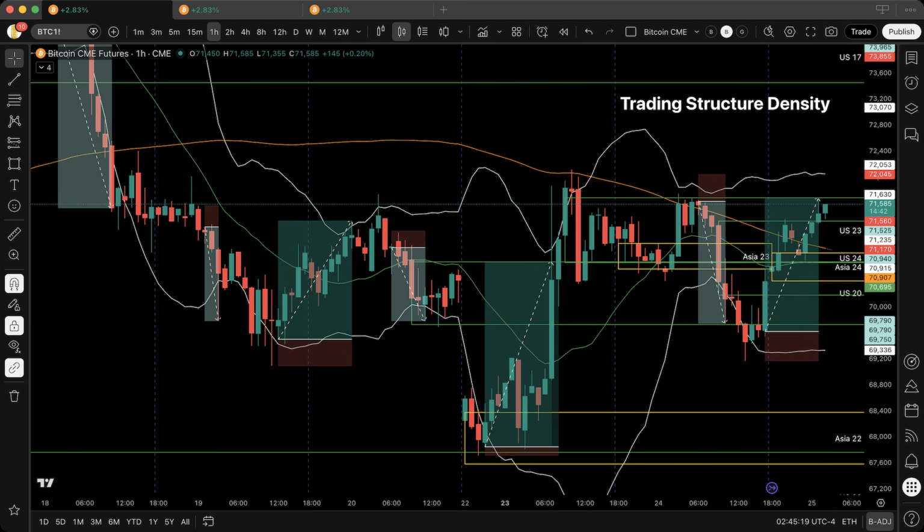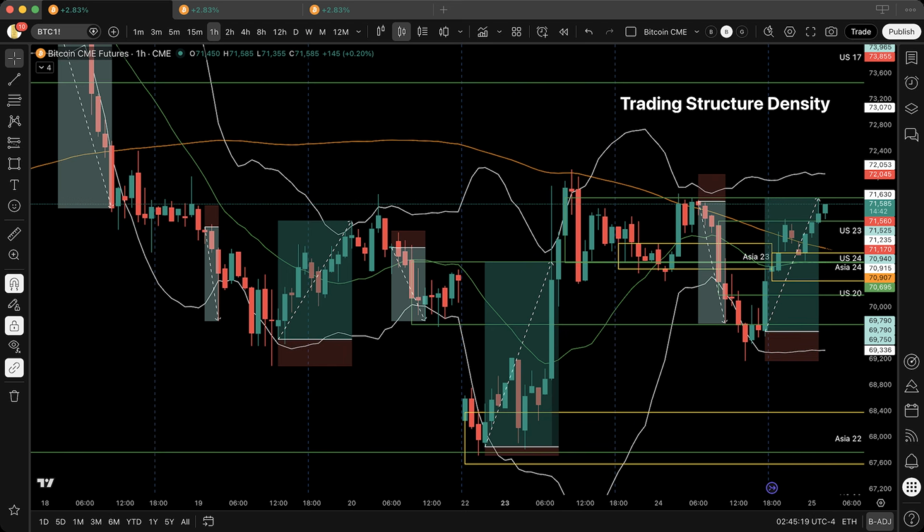Second scenario. Price fails to hold above the boundary and returns into the overlapping session zones. If that happens, compression continues. Rotation dominates. Distance remains limited. Execution becomes more difficult. Third scenario. Price fails more aggressively and moves toward the lower boundaries of the March 20th US session. If that happens, structure shifts downward, and previous support becomes resistance.